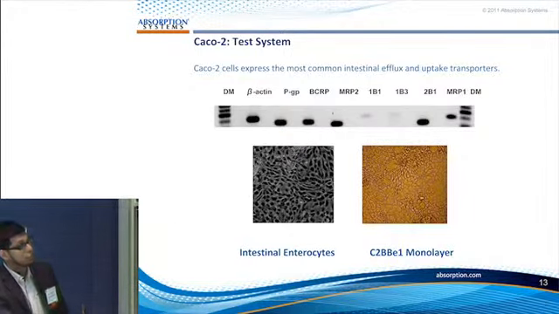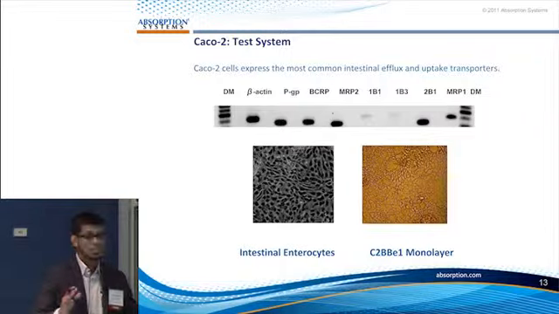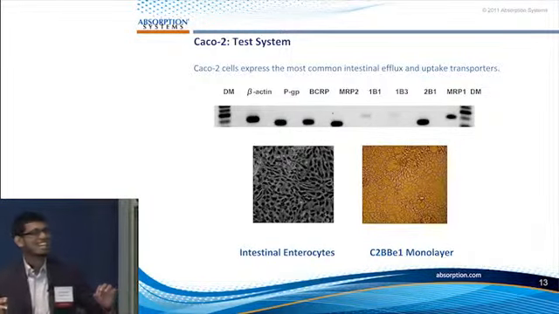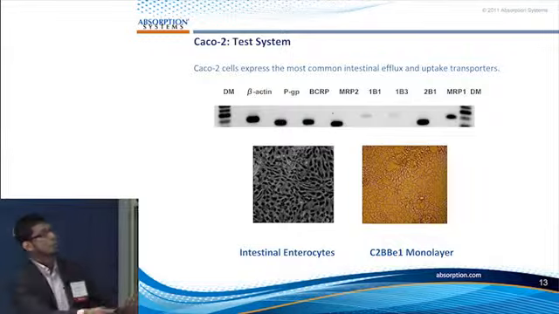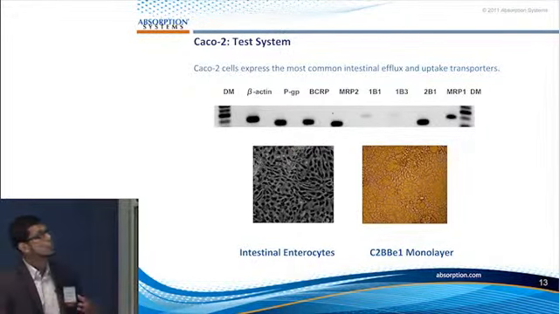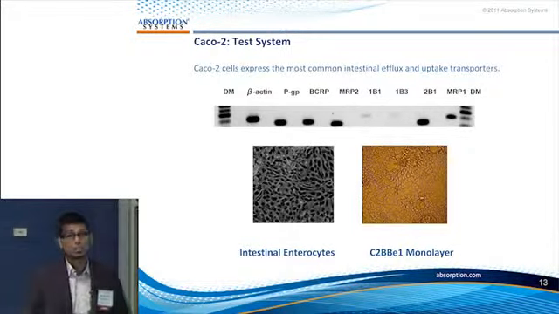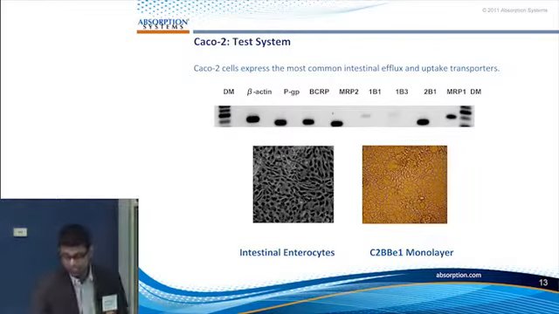In morphology, they both share a very similar cobblestone type of structure. And as you can also see, in terms of enzyme expression, there are many uptake and efflux transporters that are also present in these cell lines.